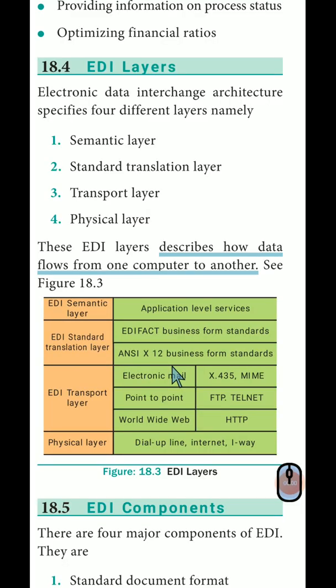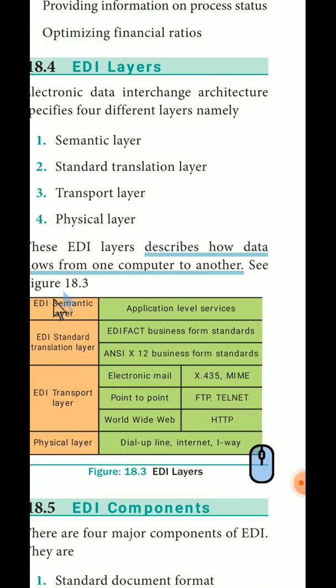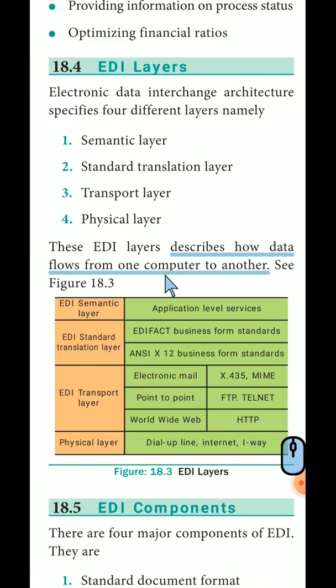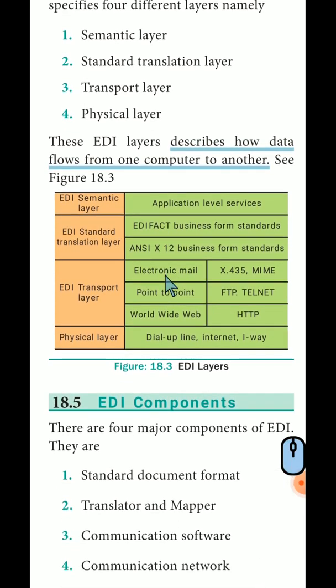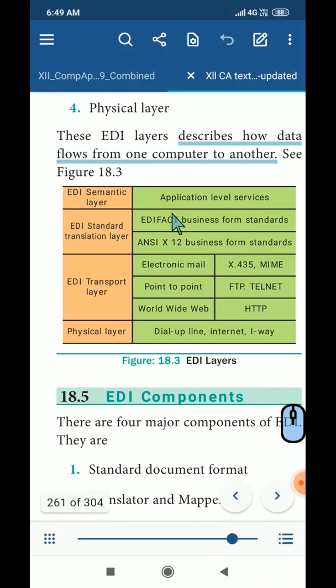Now we'll discuss the EDI layers. The electronic data interchange architecture specifies 4 different layers. The first one is the semantic layer, the next one is the standard translation layer, the third one is the transport layer, and the fourth one is the physical layer. These EDI layers describe how the data flows from one computer to another. So this is what is done in the EDI layers. Here we'll see the semantic layer, the EDI semantic layer, which is an application level service.